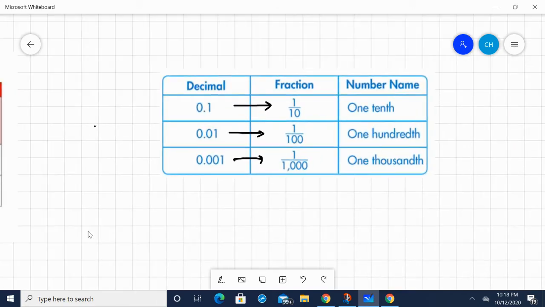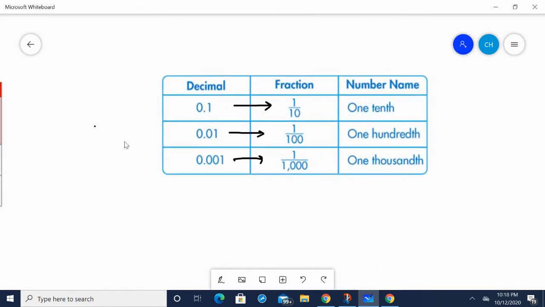All right, now I want you to just look at your decimals. You have your chart here with your decimals. You have your fractions and the number name. So if I have 0.1, that is also the same as the fraction 1/10. There's your number name right there, 1/10. Then if I have 0.01, our fraction is 1/100th. 1/100th is our number name. And if you have 0.001, we have 1/1,000. So that lets us know that we are in the 1,000th place.